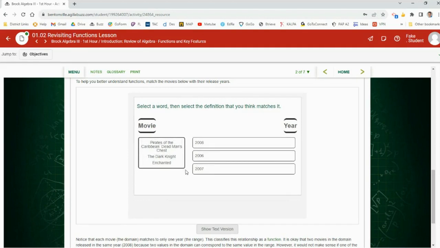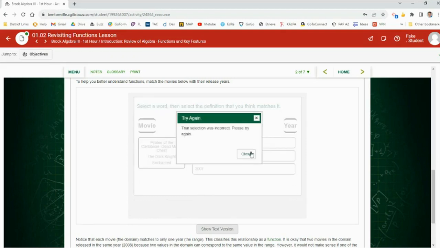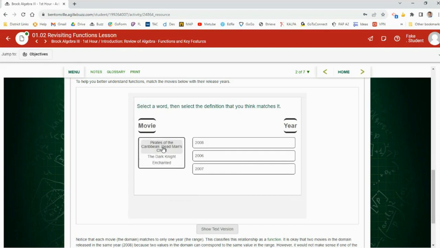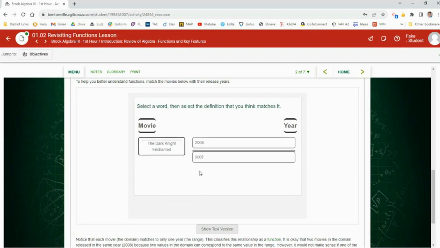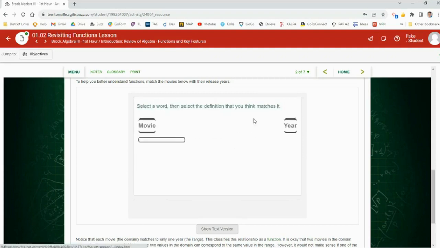Okay, the original Pirates of the Caribbean, Dead Man's Chest. Let's see. We got 6, 7, and 8. Let's see if it came out in 8. No, it did not. It's got to be 6 or 7. Well, of course, I chose all the wrong ones. 2006. So The Dark Knight and Enchanted came out in 2007, 2008. So we're going to say The Dark Knight came out before Enchanted, but it did not. Dark Knight was 2008, Enchanted 2007. Okay, we're not going to restart that.